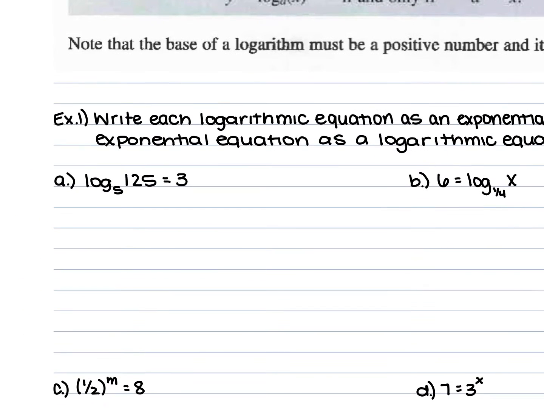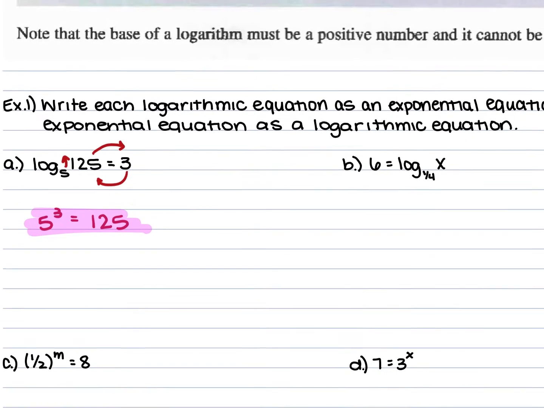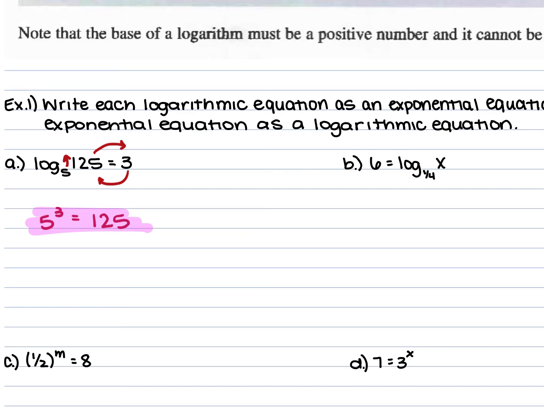So this 5, that is your little number, is going to come up. The 125 is going to switch places with the 3, and we're going to have 5 to the power of 3 is equal to 125. So we're just rewriting these. Your little subscript number is going to become your big number, your base. The answer becomes your exponent, and the normal number that's next to your base will become your answer.